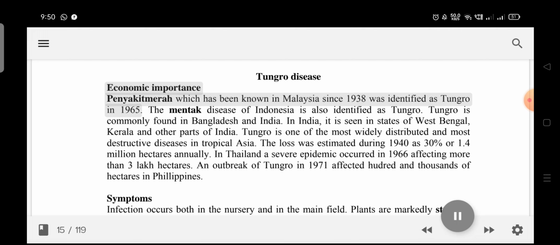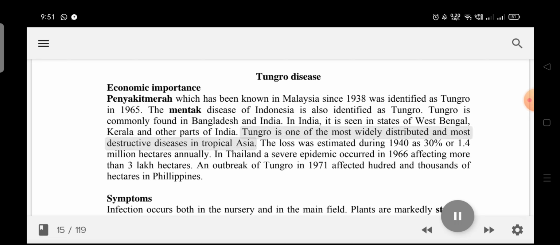Economic importance. Penyakit merah, which has been known in Malaysia since 1938, was identified as Tungro in 1965. The mentek disease of Indonesia is also identified as Tungro. Tungro is commonly found in Bangladesh and India. In India, it is seen in the states of West Bengal, Kerala and other parts of India.